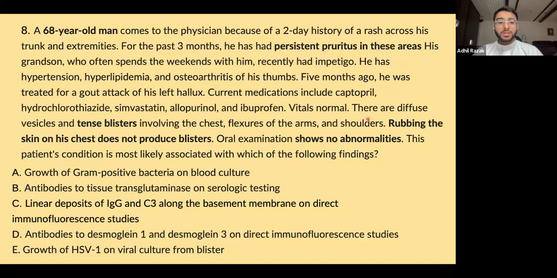His vitals are normal. There are diffuse vesicles and tense blisters involving the chest, flexors, shoulders. Rubbing of the skin on the chest does not produce blisters, and the oral examination shows no abnormalities. This patient's condition is most likely associated with which of the following? This should be very obvious by now. This is C. Yes, the answer to this one is C.